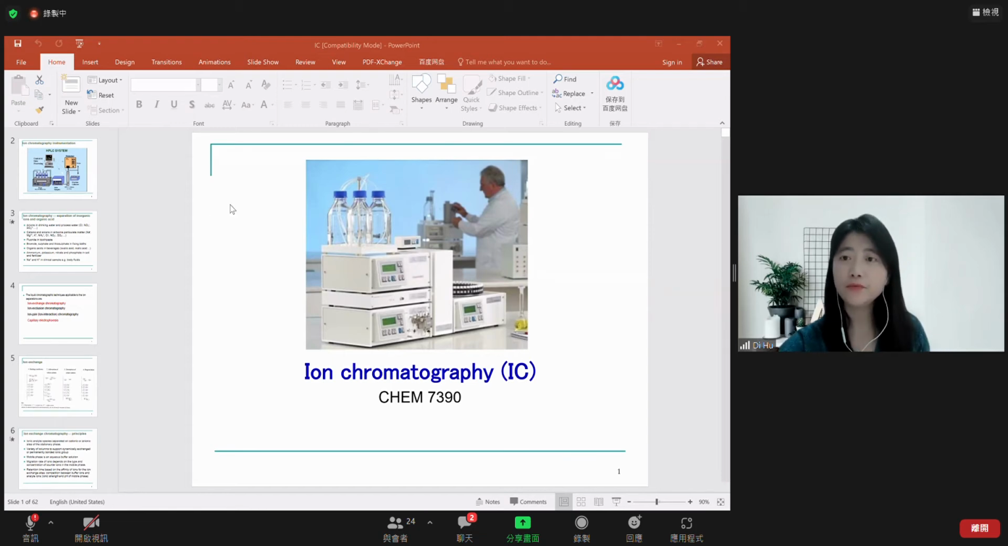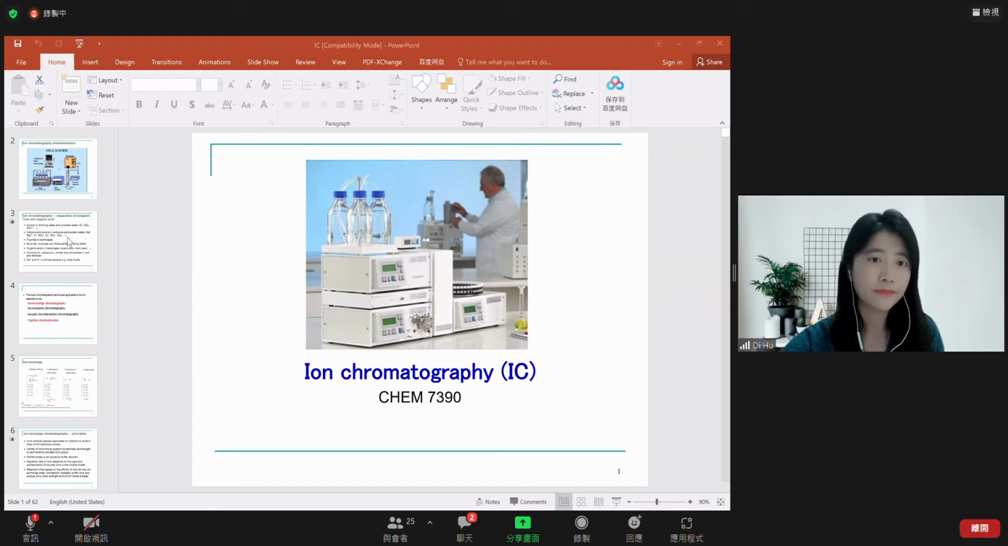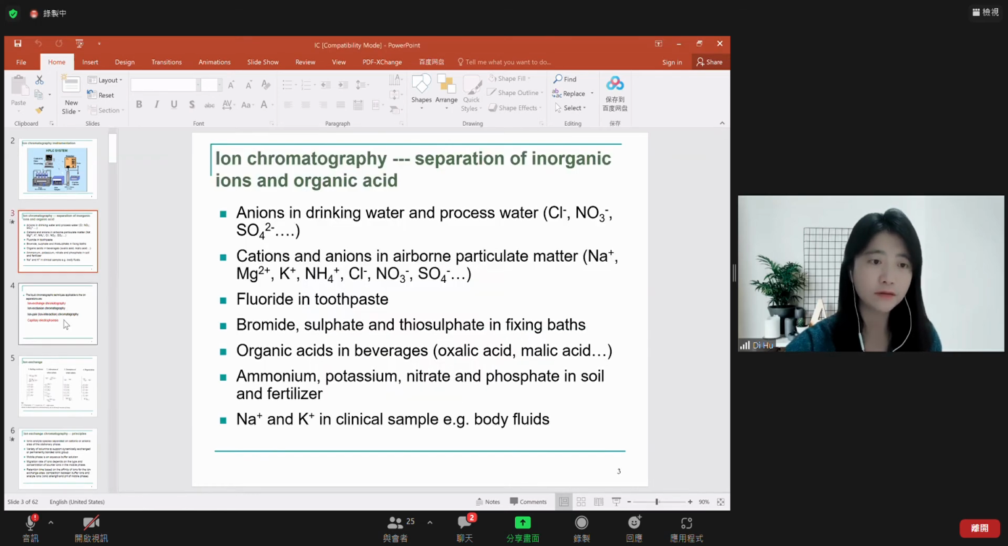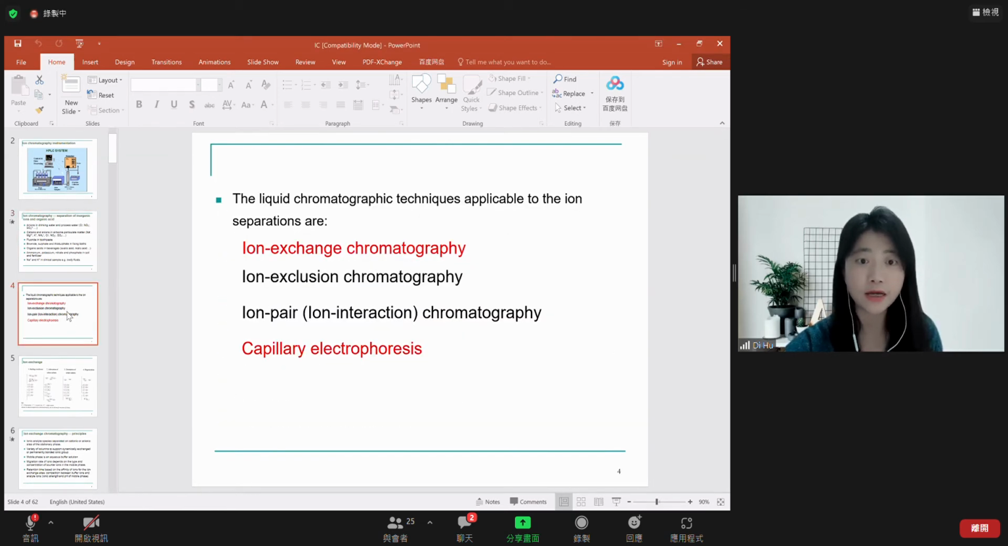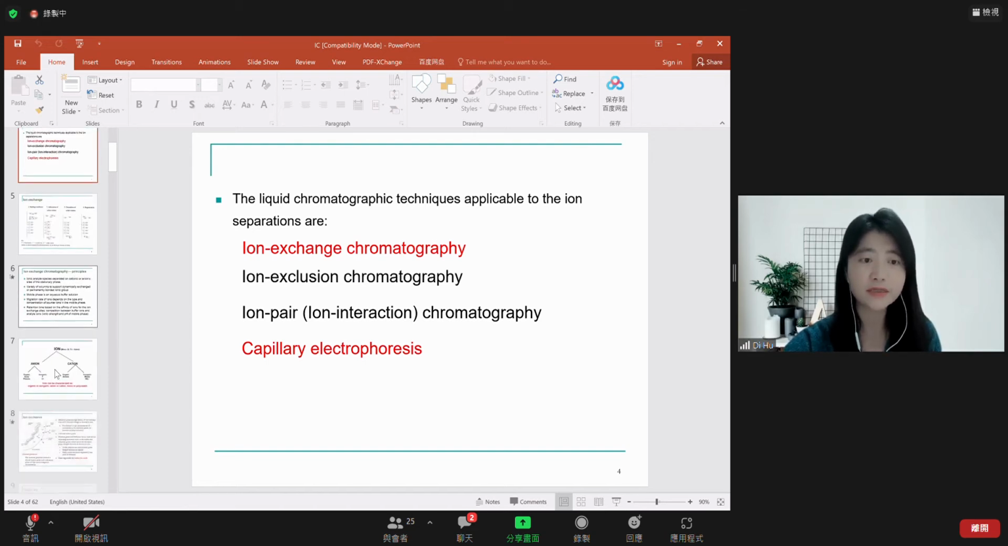While we are admitting students, we can quickly go through what we have learned last week. We talked about ion chromatography last week, and we basically went through almost everything. Ion chromatography includes ion exchange, ion exclusion chromatography, and so on. Our focus is ion exchange.